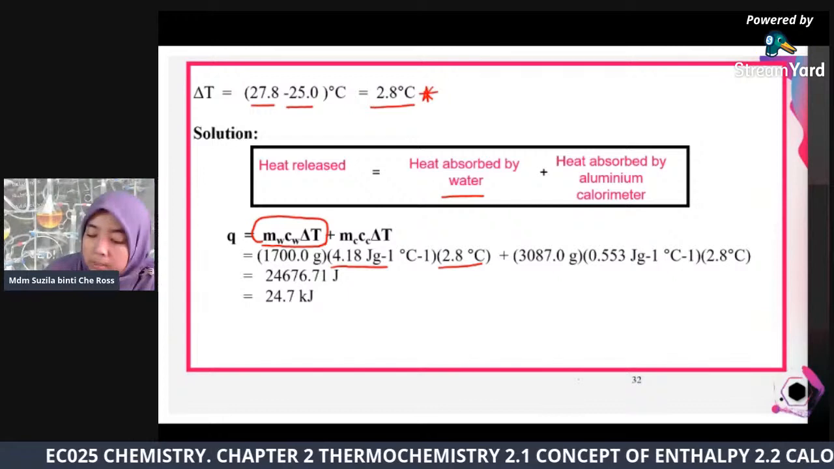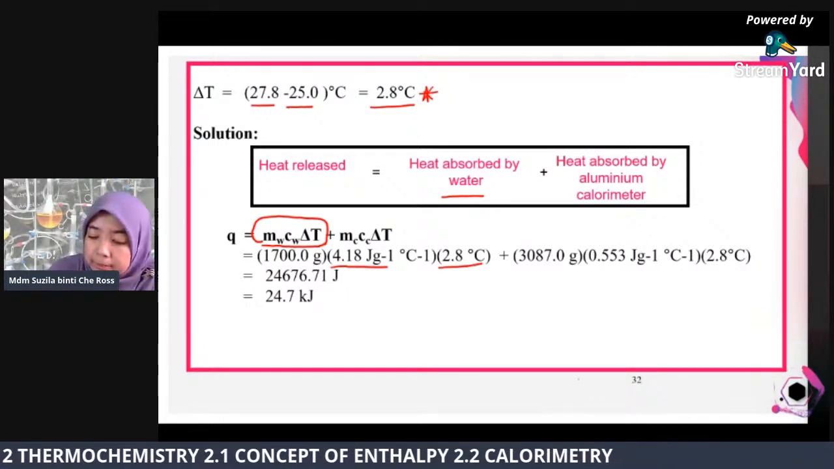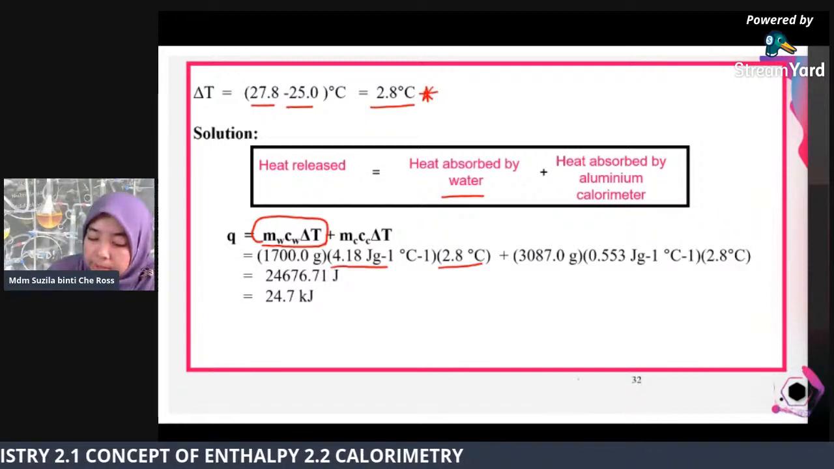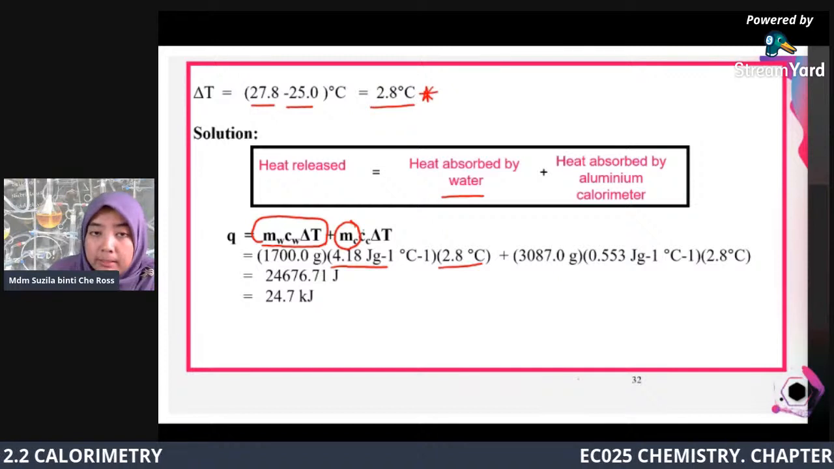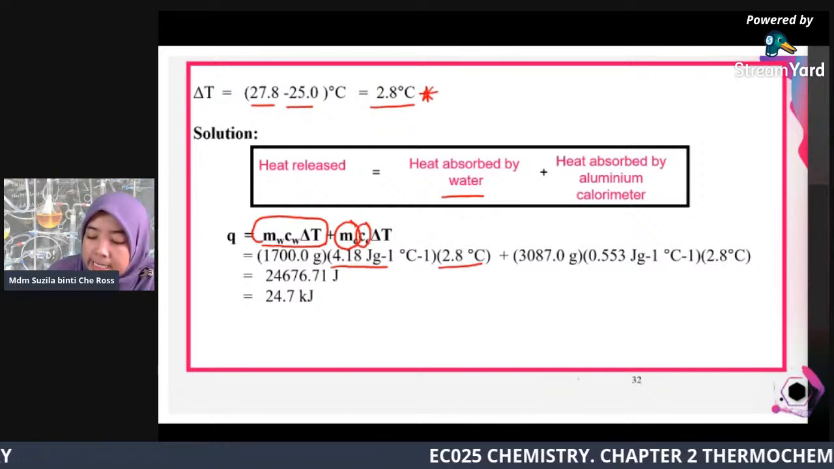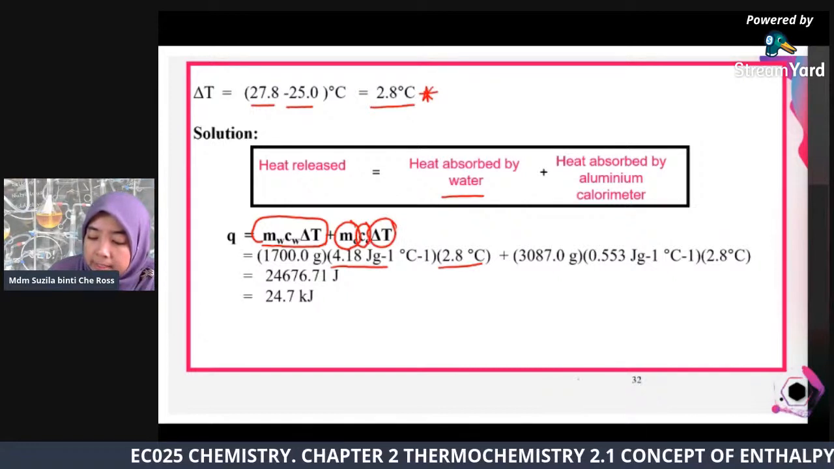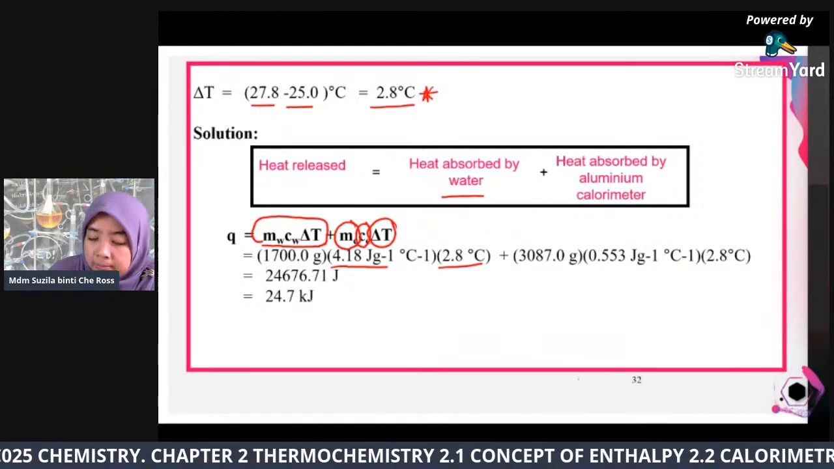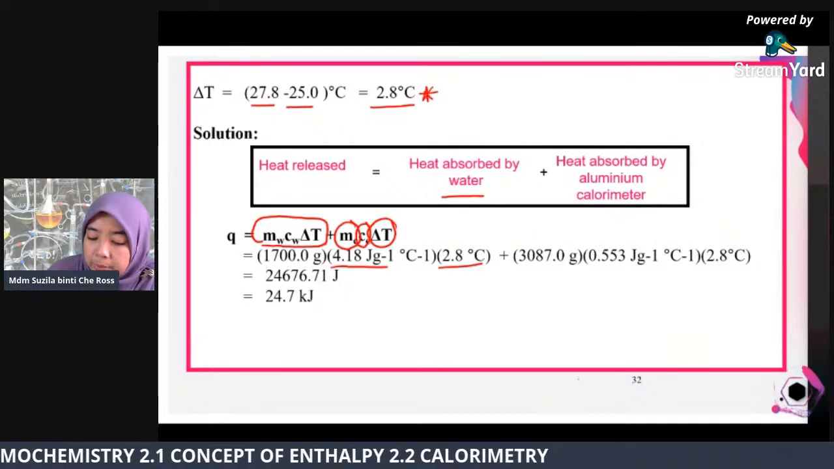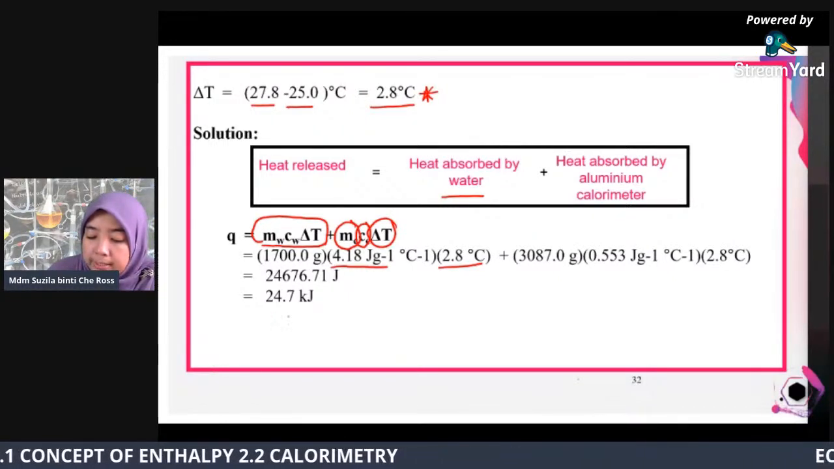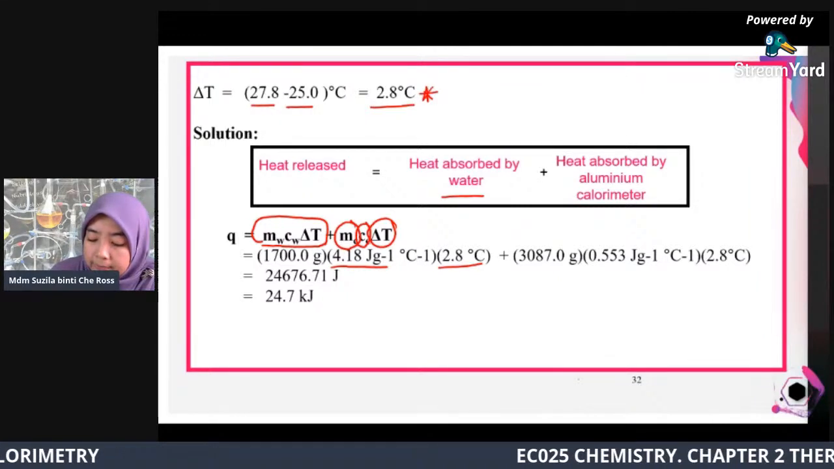So for the aluminium calorimeter, given the mass untuk calorimeter, so we just substitute mass of calorimeter, specific heat capacity for calorimeter, and then delta T. Okay, we just substitute the value. Delta T is the same for the reaction, and then we get Q equal to 24.7 kilojoule. Okay, 24.7 kilojoule.